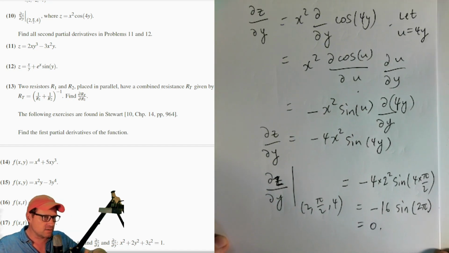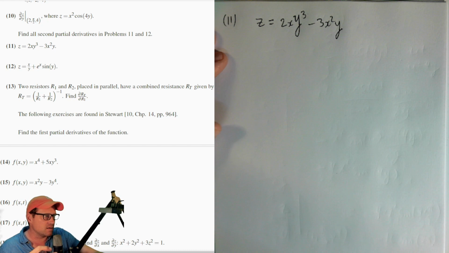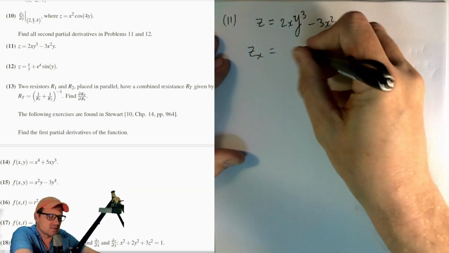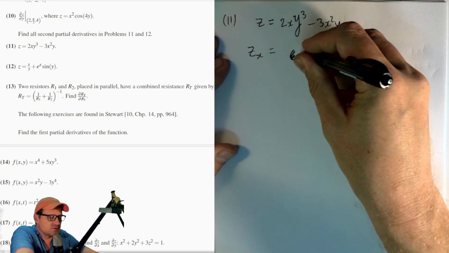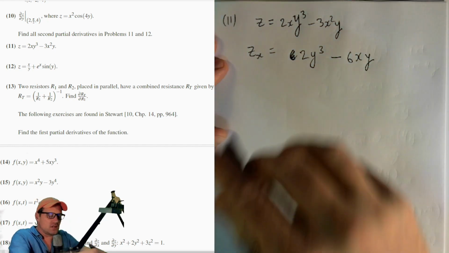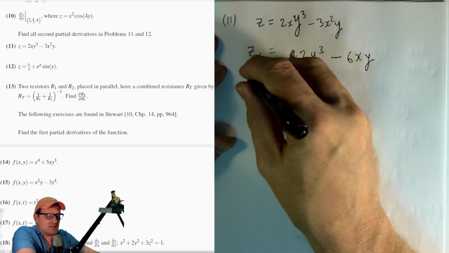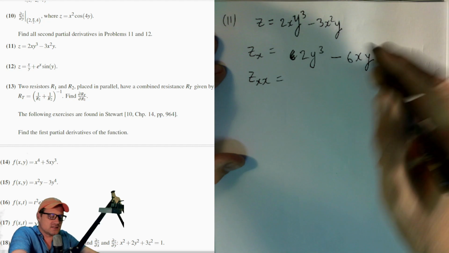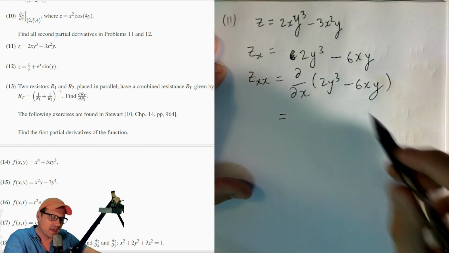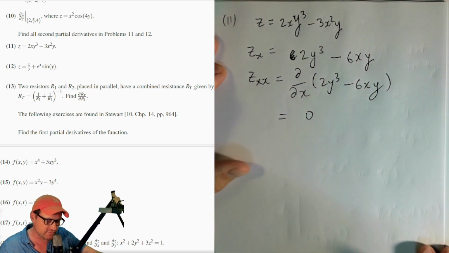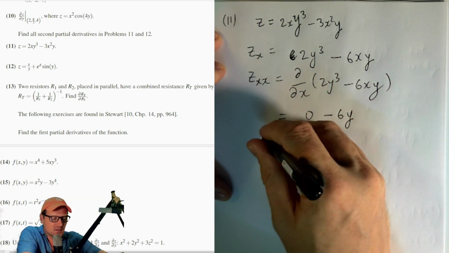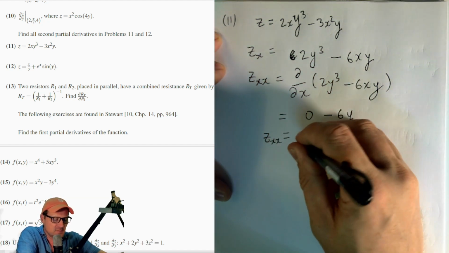Okay, question 11. So this says find all the second partial derivatives in this problem. So z subscript x is 2y cubed minus 6xy. Okay, and then differentiating this again, z xx is the partial derivative of this with respect to x, and so we get 0 for the partial derivative of 2y cubed with respect to x, and then minus 6y, and so z xx is minus 6y.